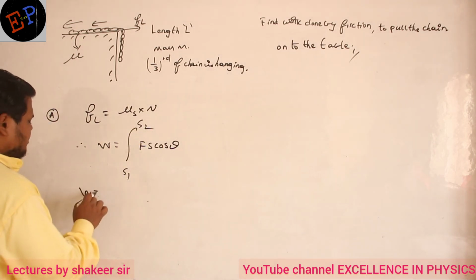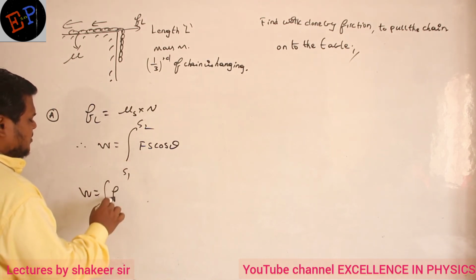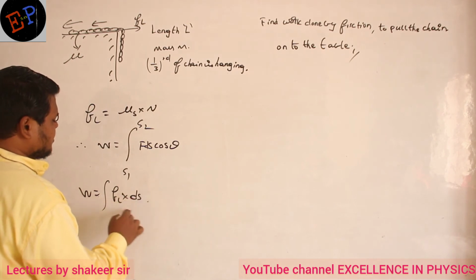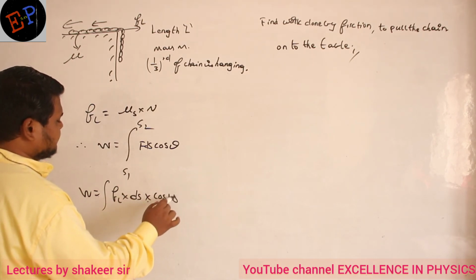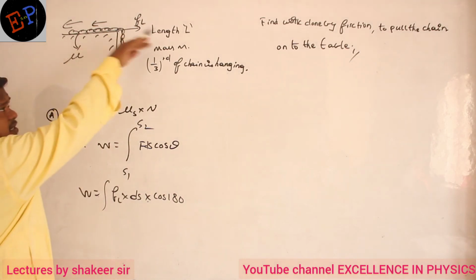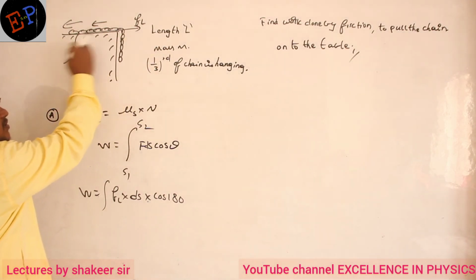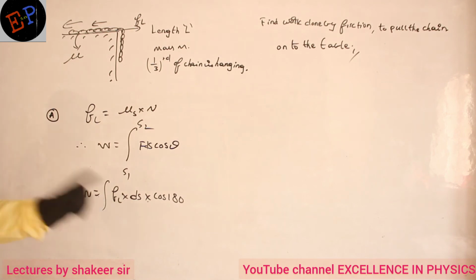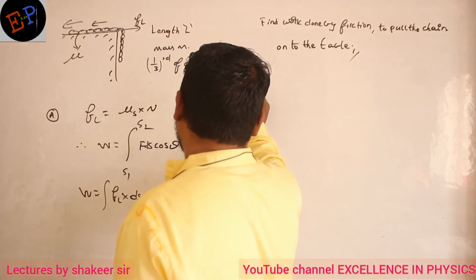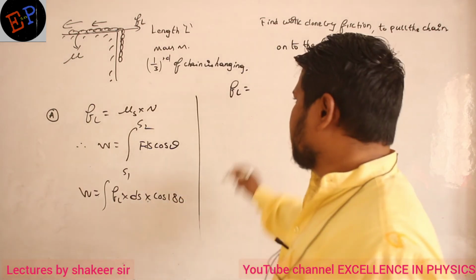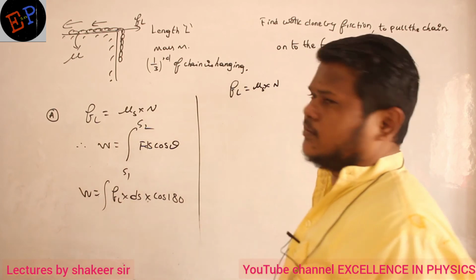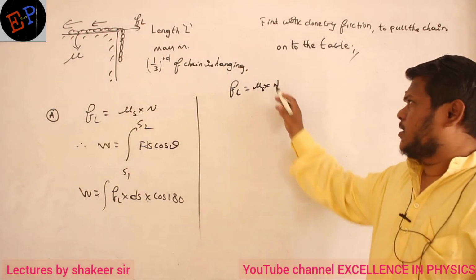So therefore W is equal to integration of, force is nothing but limiting friction, multiplied by ds, multiplied by cos 180. Why am I writing 180, you understand, no? Because friction will act in this direction, but the body will move in the opposite direction. So this is my equation. Now the question is, how can I calculate F L? Limiting friction, how can I calculate? Limiting friction formula, mu s into normal reaction only, no? Okay. How can I calculate normal reaction?